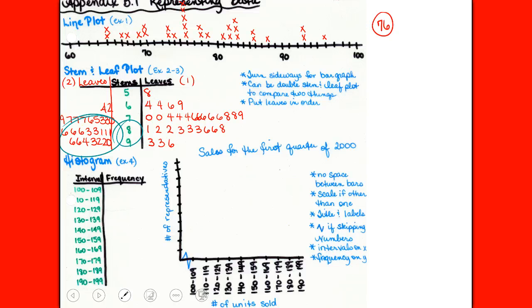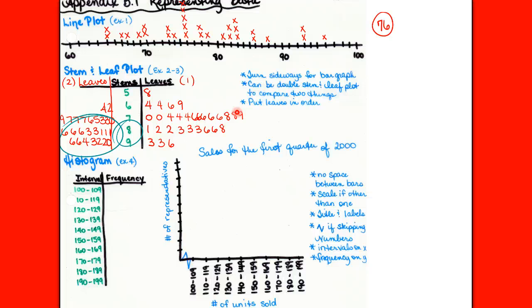So I can turn my stem and leaf plot sideways for a bar graph. I can make a double stem and leaf plot to compare two things, and I always want to be sure that I put my leaves in order. All right. Then on the bottom of A16, they give us another example of a stem and leaf plot. We've already done a couple, but I just wanted to point out to you about that one. For that one, they had decimals. So you can alter your stems and your leaves as you need to represent your information.